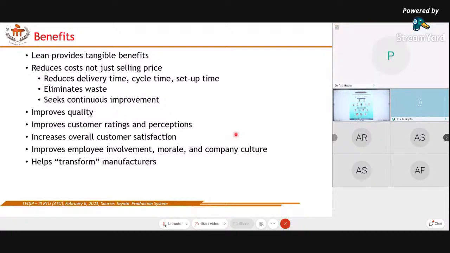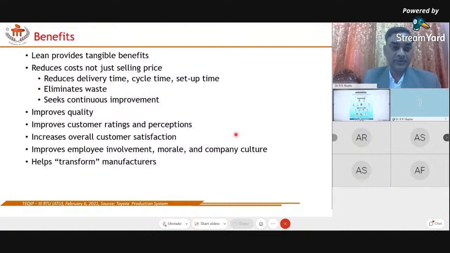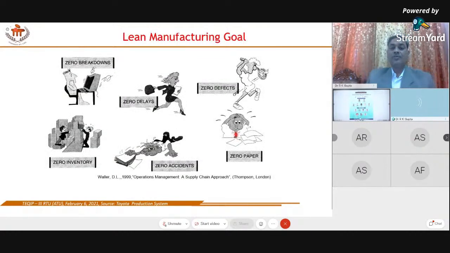So these are the benefits of this lean manufacturing. Now for the goals of lean manufacturing, the ultimate goal is zero breakdown, zero delays, zero defects, zero inventory, zero accidents, zero paper. So that is the ultimate goal of lean manufacturing.